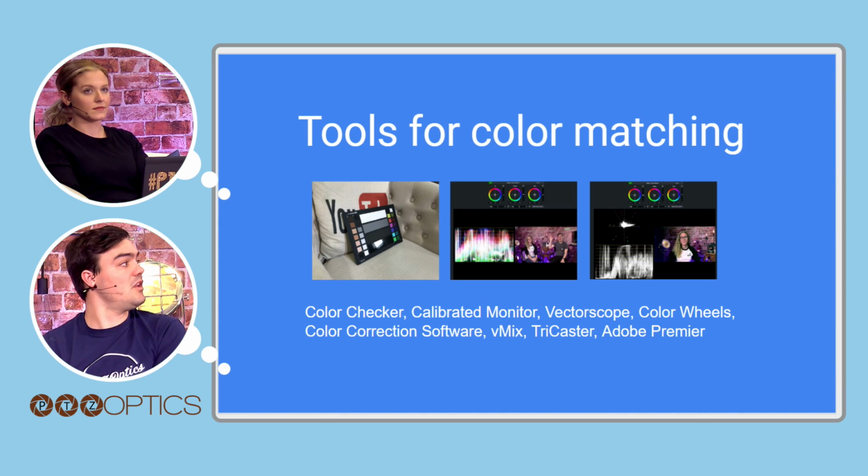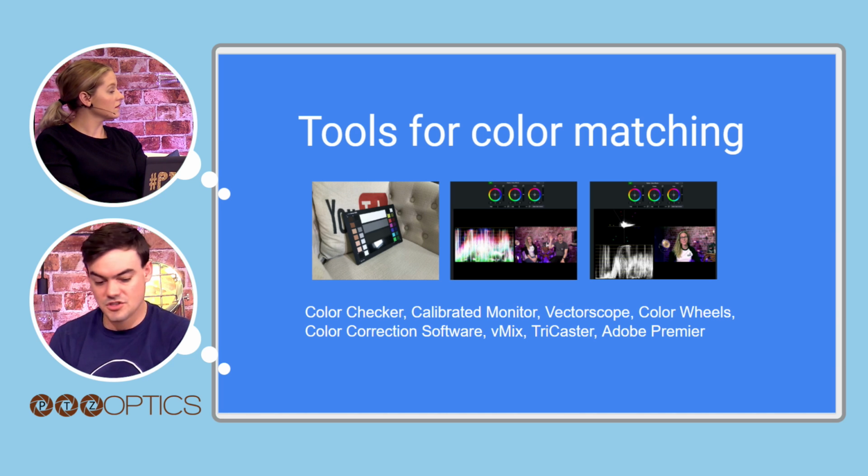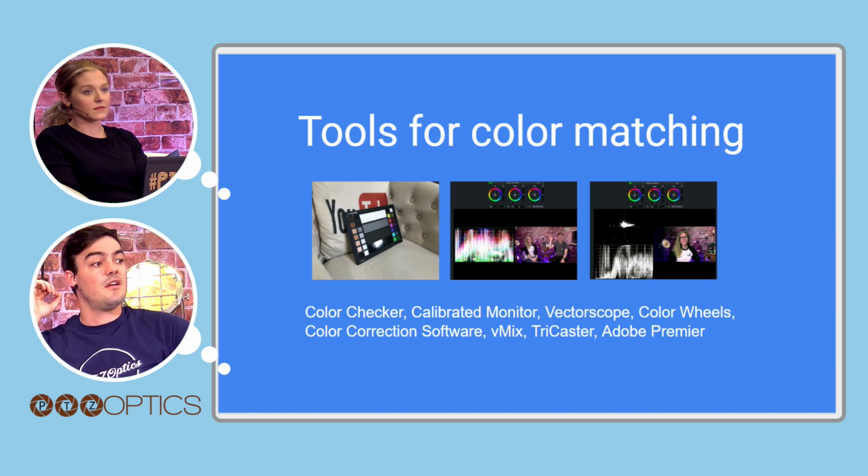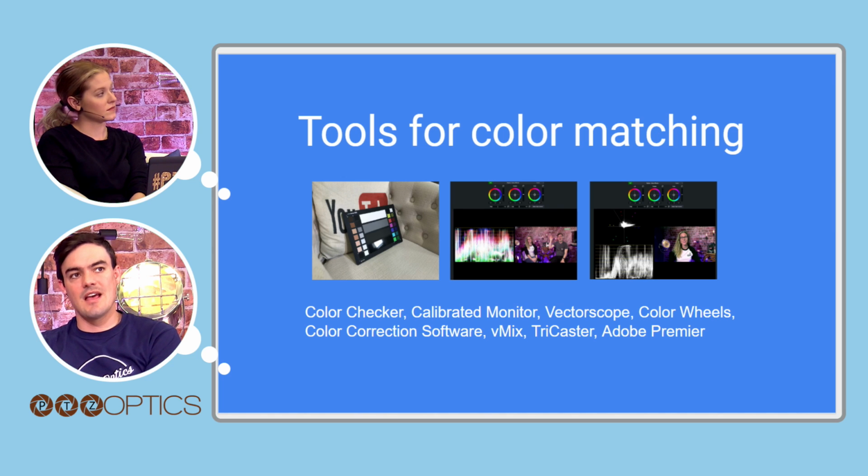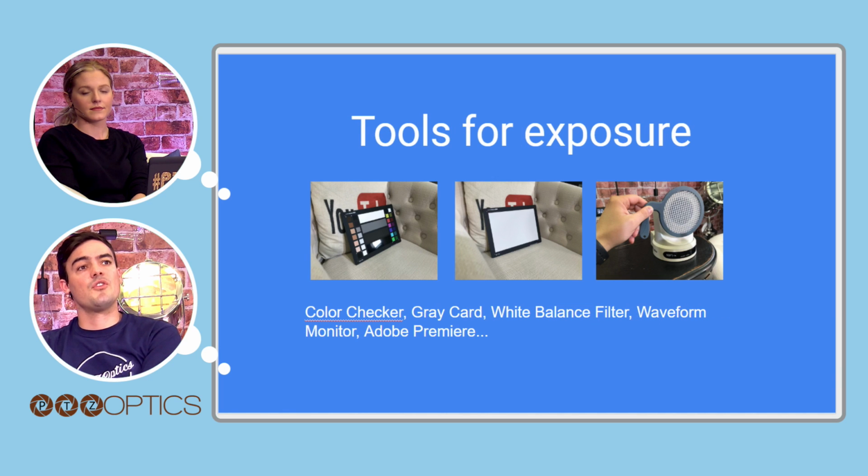So, some of the tools we're going to use today: I don't know where our color checker chart is currently, but it's in the hallway, and we have one and we've been using it. We've also been using it in conjunction with Adobe Premiere and vMix, which does our color correction software. But if you have a TriCaster or a standalone vectorscope or waveform monitor, you can use the NewTek Connect Pro app. NewTek has a lot of great color correction tools. And we also use a gray card, a white balance filter and a waveform monitor.